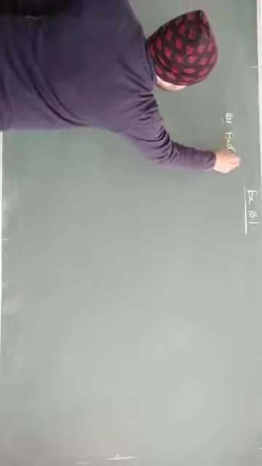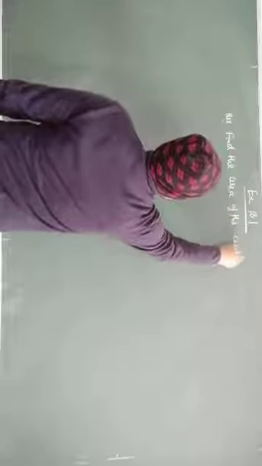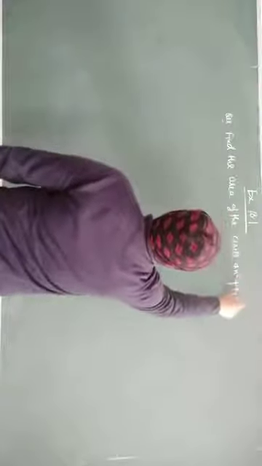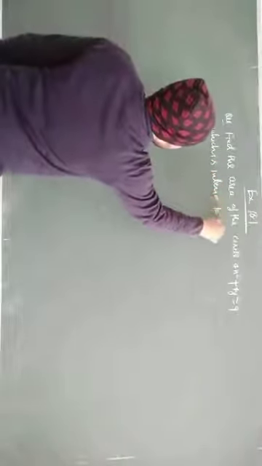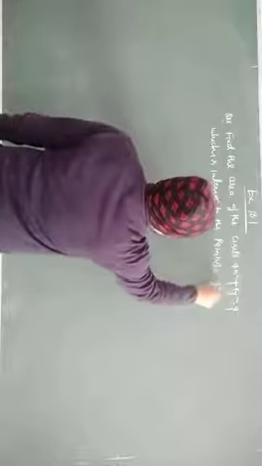So the first question of exercise 8.2: find the area of the circle 4x square plus 4y square is equal to 9, which is interior to the parabola y square is equal to 4x.